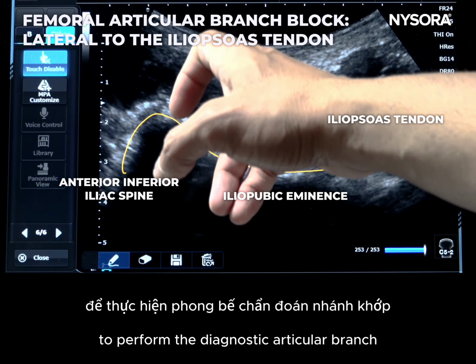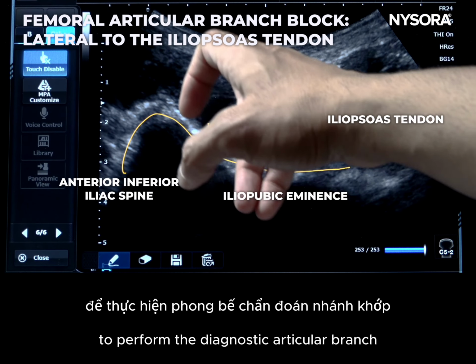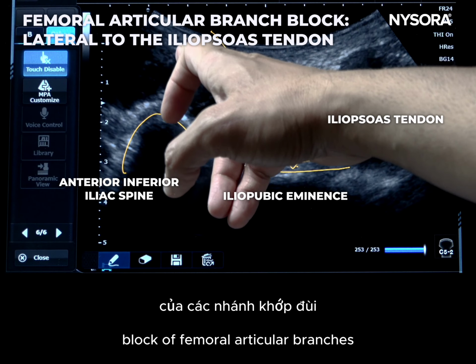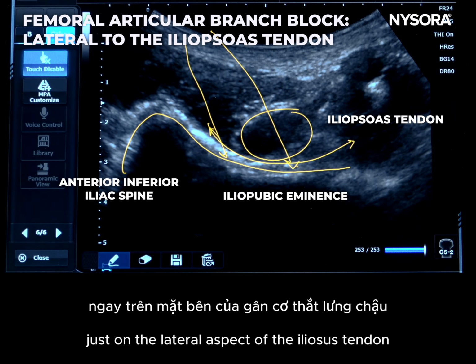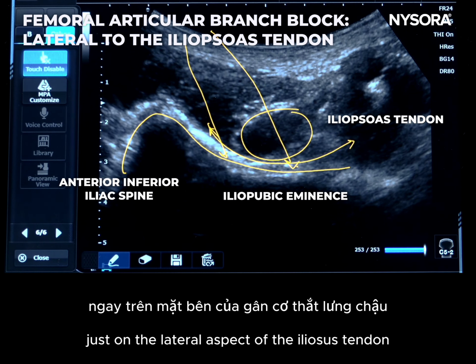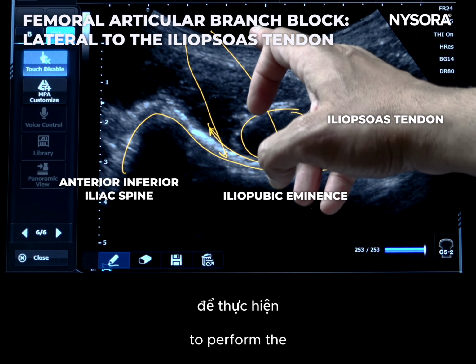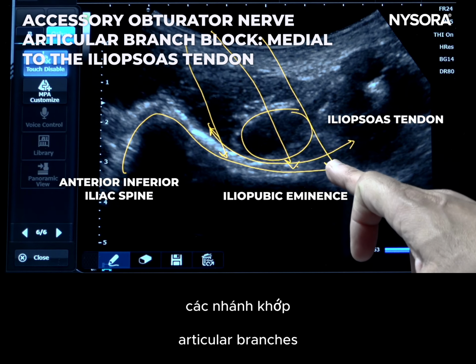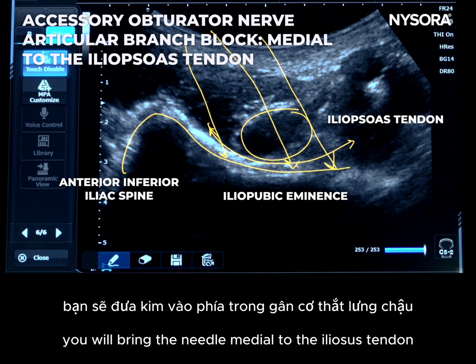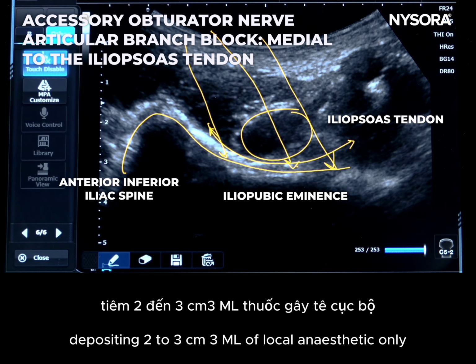To perform the diagnostic articular branch block of the femoral articular branches, you will put the needle just on the lateral aspect of the iliopsoas tendon. To perform the diagnostic block of the accessory obturator nerve articular branches, you will bring the needle medial to the iliopsoas tendon, depositing only 2 to 3 mL of local anesthetic.